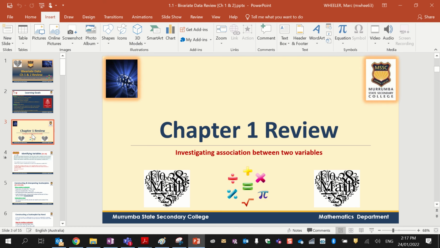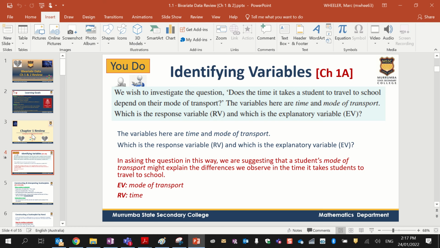So let's go through. The first lot is chapter 1. Identifying variables, just a reminder. If you're investigating a question, does the time it takes a student to travel to school depend on the mode of transport? Actually, before I do this, if you feel quite confident with these, you may not want to listen to the video. You may just like to go through the PowerPoint at your own pace. If that's you, then stop the video now. If you do want me to generally run over all these concepts with you, it's probably wise to watch the whole video.